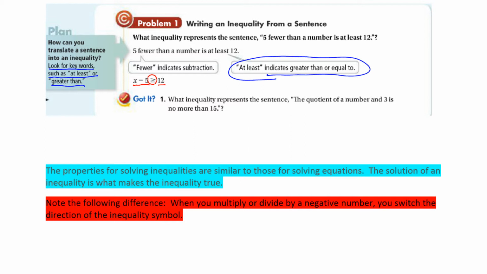The properties for solving inequalities are similar to those for solving equations. The solution of an inequality is what makes the inequality true. And you can check that by substituting the value that you find into the inequality and see if it's true. Note the following difference. When you multiply or divide by a negative number, you have to switch the direction of the inequality symbol. Very important that you remember that.